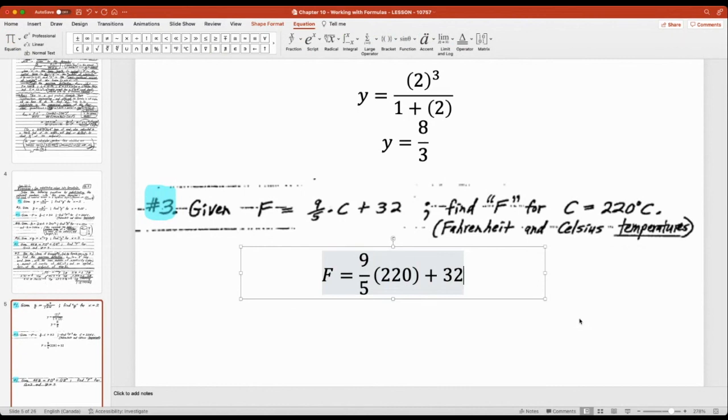Well, if you want to do this in your head, take 220 and divide it by 5. I would divide by 5 first. That would be 44. And then 9 times 44. If you can do 9 times 44, you're in the clear. 9 times 44 would be 360 and 36, so that's 396. And then add 32 to that, 428. Can someone confirm? Is it 428?